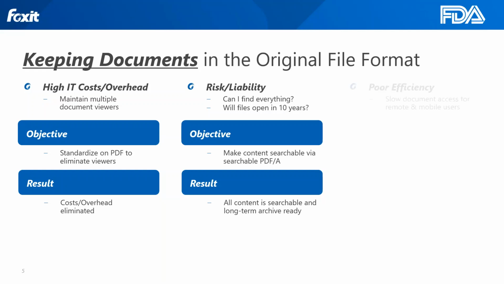Now, the last one that really ties into today's discussion is just some poor efficiency that they were dealing with. So they had slow document access for remote and mobile users.